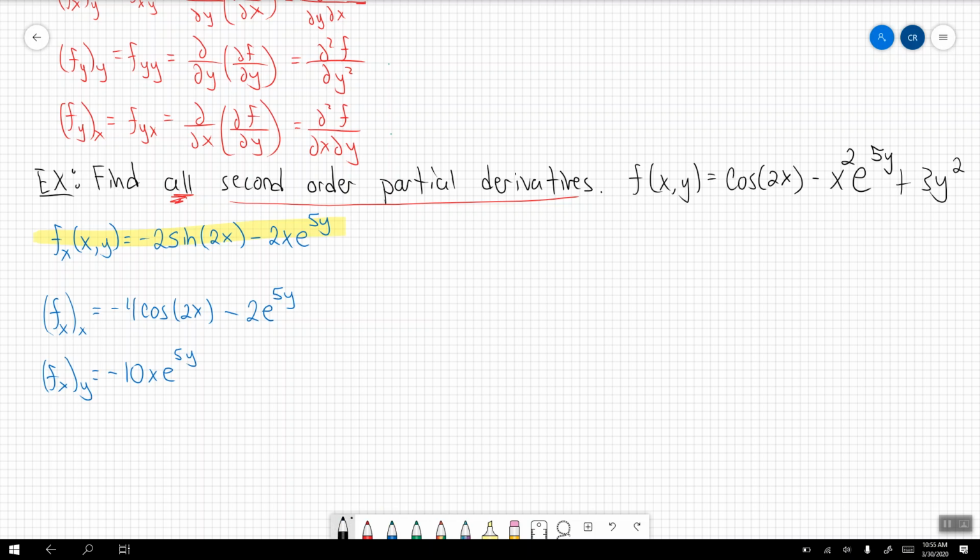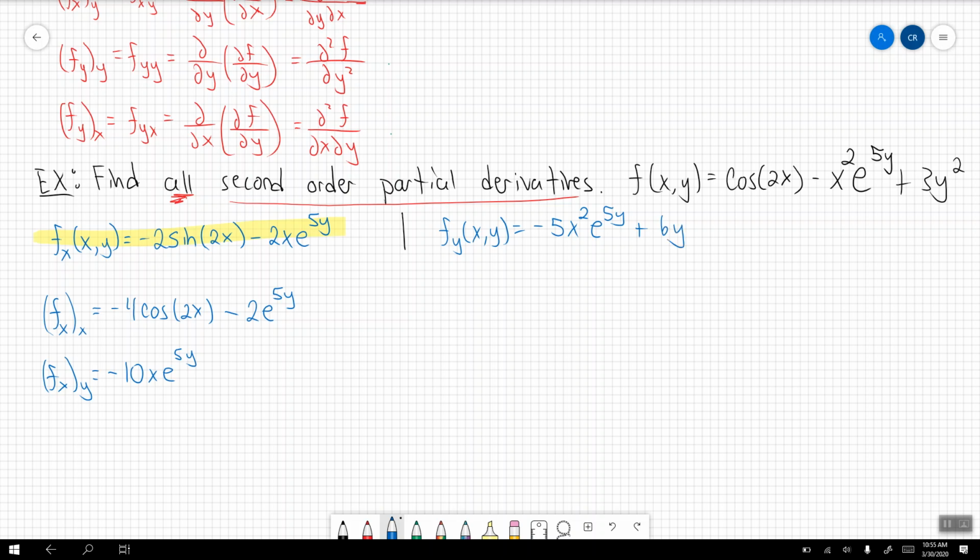Nice. So now that I have those done, those are two of my answers. Let's see my other answers here. All right, I want to find now the partial with respect to y for this function. Again, I'm only differentiating the y values. First term does not have a y value, therefore that derivative is 0. Second term, I do need to take that derivative with respect to y. So that's going to be negative 5x squared e to the 5y, once we apply the chain rule, plus 6y.